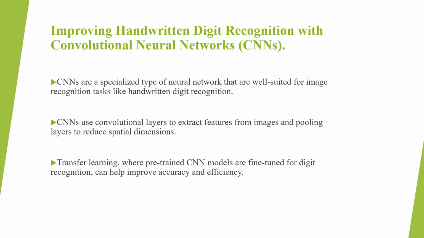Improving handwritten digit recognition with convolutional neural networks. It introduces them as a more effective type for image-based tasks like digit recognition, discussing feature extraction and potential transfer learning. Convolutional neural networks, simply called CNNs, are a specialized type of neural network well suited for image recognition tasks like handwritten digit recognition. They use convolution layers to extract features from images and pooling layers to reduce spatial dimensions. In transfer learning, pre-trained CNN models are fine-tuned for digit recognition, which can help improve accuracy and efficiency.